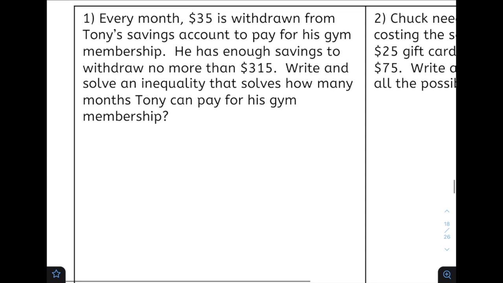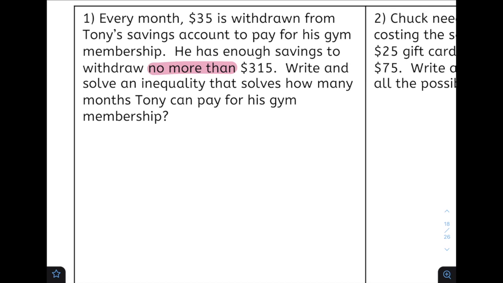Every month, $35 is withdrawn from Tony's savings account to pay for his gym membership. He has enough savings to withdraw no more, here's a keyword, no more than $315. You want to write and solve an inequality that solves how many months Tony can pay for his gym membership. Going back to our lesson about writing and solving equations, this is going to be exactly the same setup. Instead of an equal sign, we're going to be using an inequality symbol.